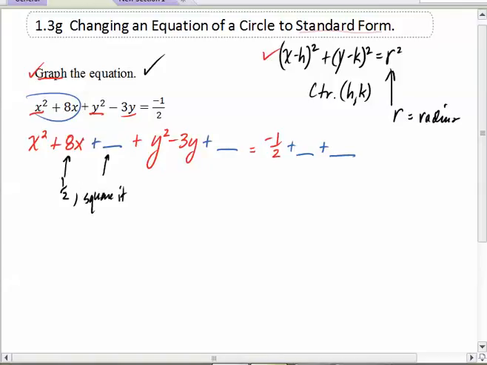All right, so let's take half of 8. 4, squared, is 16. Now, as soon as I put the 16 there, I want to put the 16 here. Because I've added 16 to the left, I better add 16 to the right.